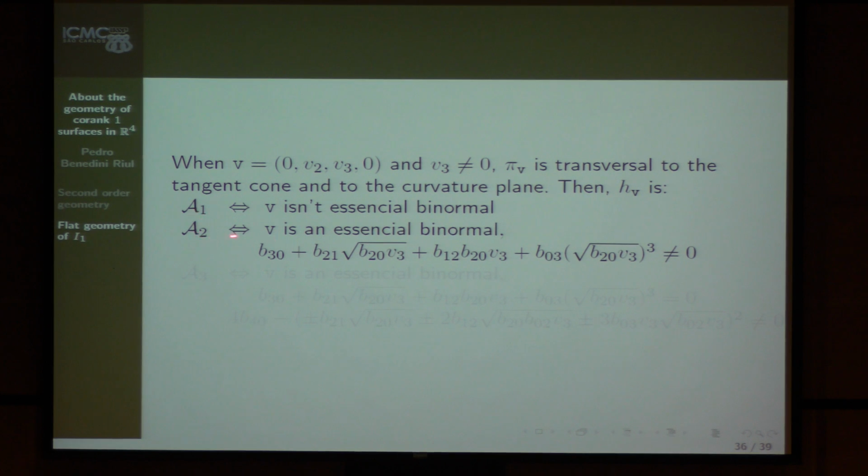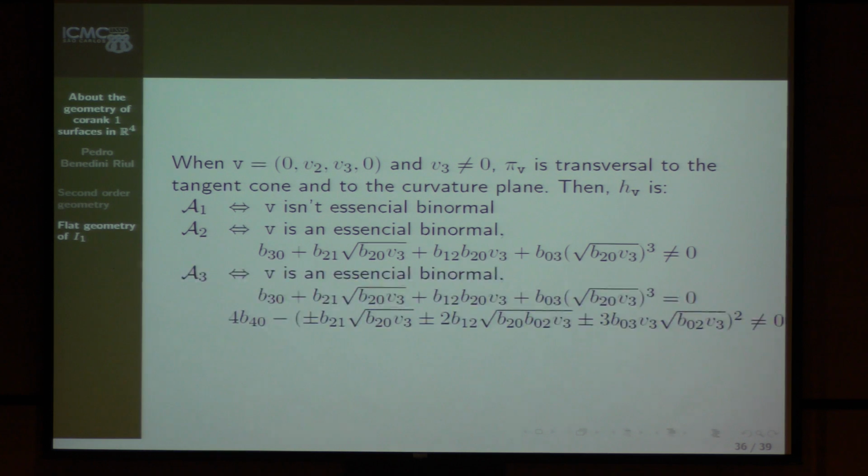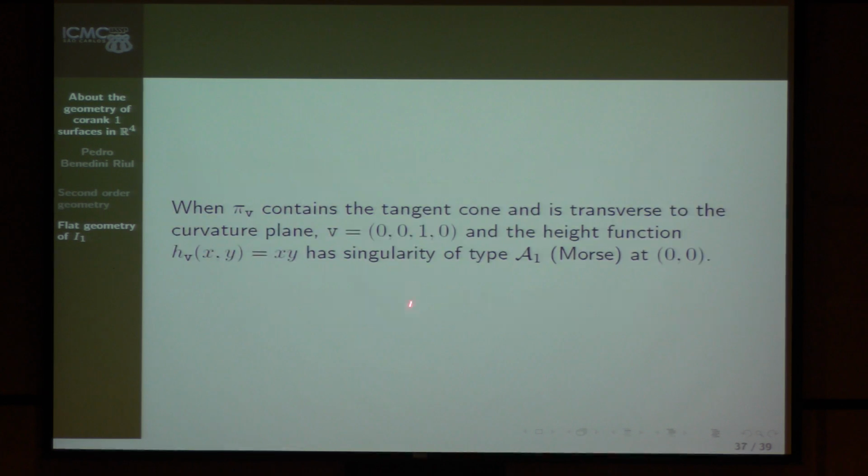The conditions for A2 is now v will be an essential binormal direction, which means that π_v will be the osculating hyperplane. And we have also this condition. And for singularity of type A3, we have those conditions using the coefficients of the generic normal form we got. When π_v contains a tangent cone and is transverse to the curvature plane, the vector v is given by this one, and the height function will have singularity of type A1 or Morse.